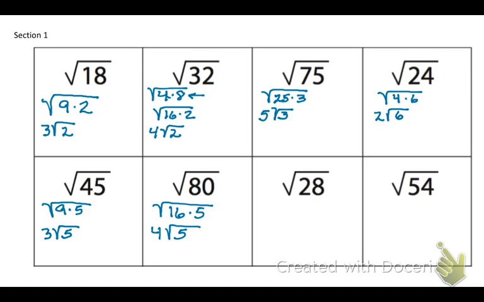Okay. 28, square root of 28. There's not too many ways to factor that, so let's choose 4 times 7. Obviously square root of 4 is 2. 7 has no perfect square factors, so 2 times the square root of 7. 54. Let's choose 9 times 6. And 9's a perfect square, so 3 comes out of the radical, and I'm left with the square root of 6.